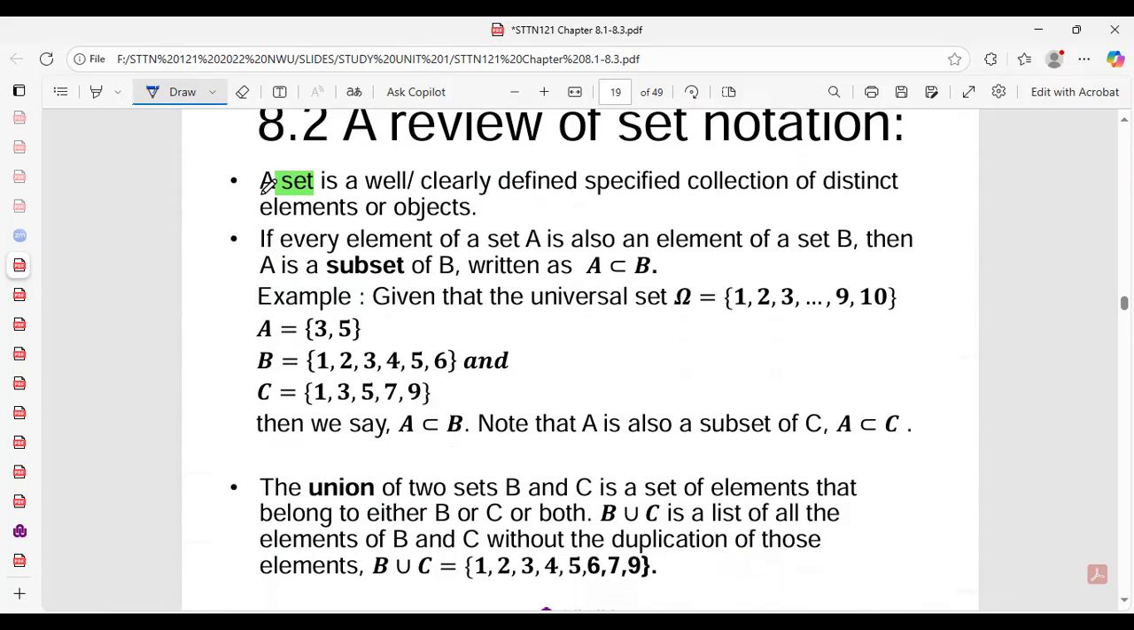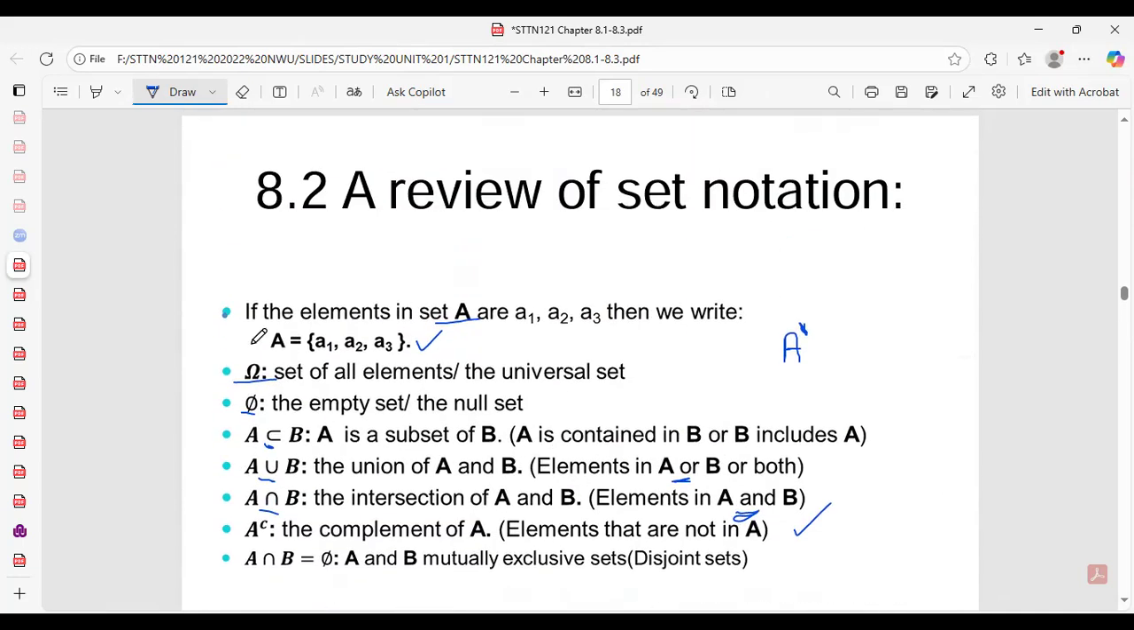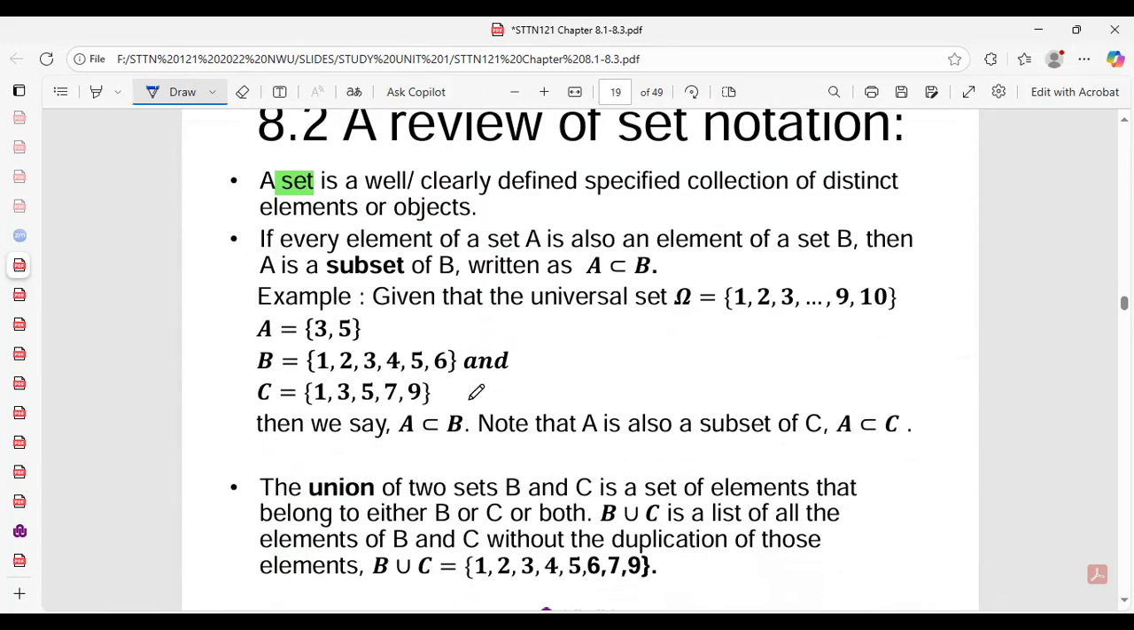Okay, let's see. We have a definition of a set, which they say is a clearly defined specified collection of distinct elements or objects. For example, if we are given a universal set, remember we said this is the set of elements, as 1, 2, 3 till 10. Then A is 3 and 5. B is 1, 2, 3, 4, 5, 6. And C is 1, 3, 5, 7, 9.